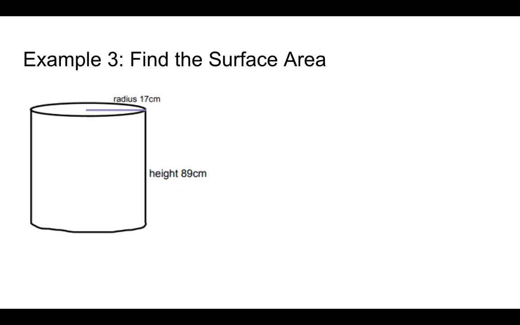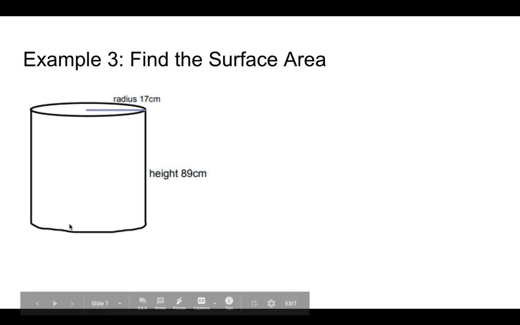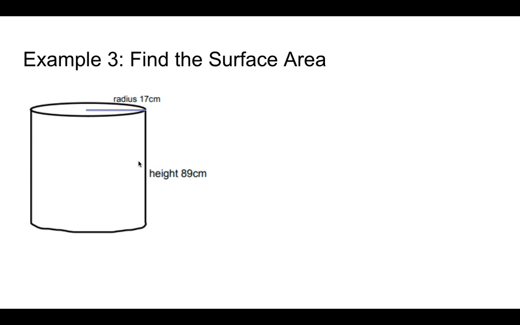Okay, let's do a couple surface area examples then. Let's see, we have a smaller cylinder here. This one has a radius of 17 centimeters and a height of 89 centimeters. So remember the surface area equation is 2 pi r squared because that takes care of the circle on the top and the circle on the bottom. And then to find the area of the side here, it's 2 pi r times the height.